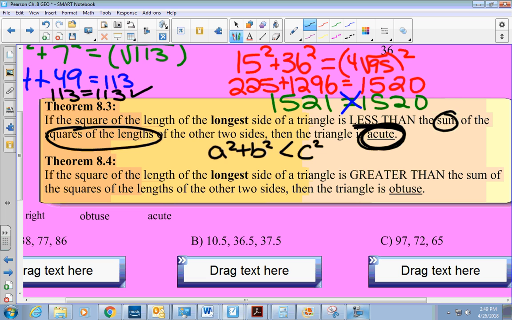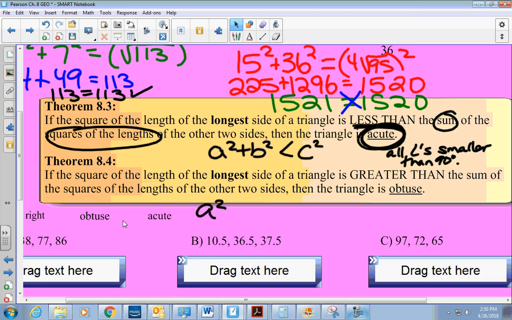So you guys need to circle acute. Some of you don't remember what acute means. It means that all the angles are smaller than 90 degrees. So if your a squared plus b squared is smaller than your c squared, then you have an acute triangle. If your a squared plus b squared is bigger, no, I got it right, sorry.